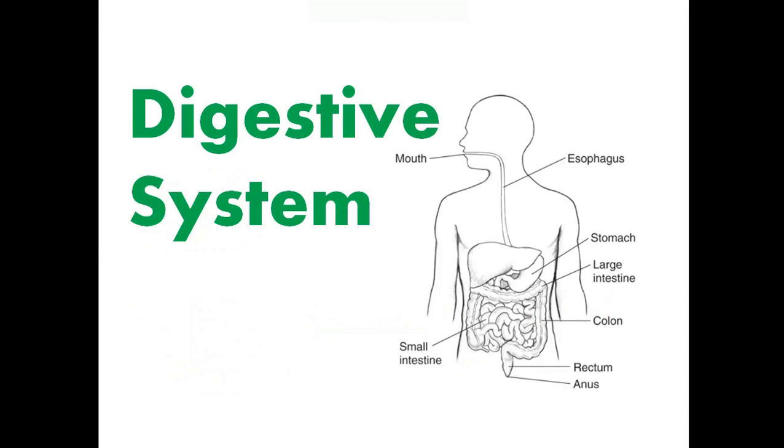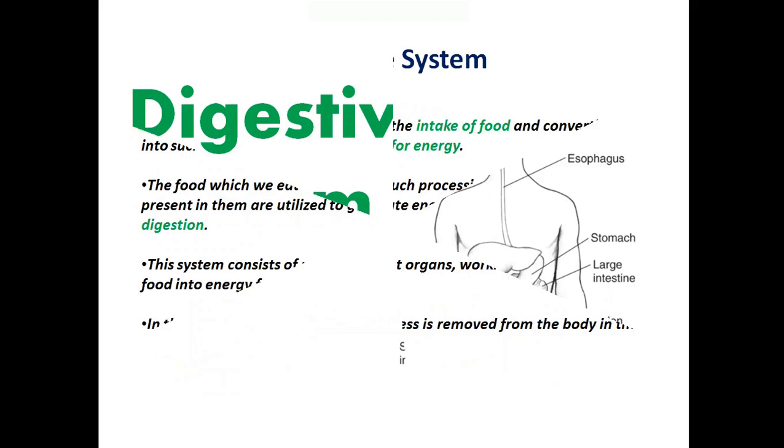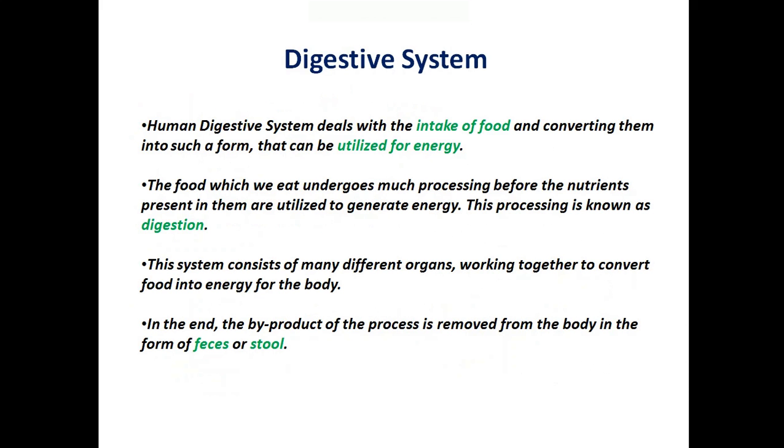Today we will learn about the human digestive system. The human digestive system deals with the intake of food and converting it into a form that can be utilized for energy. The food which we eat undergoes much processing before the nutrients present in it are utilized to generate energy. This processing is known as digestion. This system consists of many different organs working together to convert food into energy for the body. In the end, the byproduct of the process is removed from the body in the form of feces or stool.